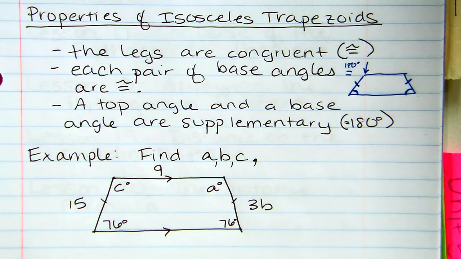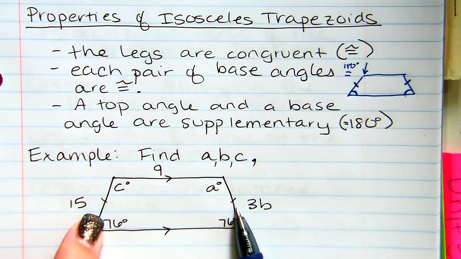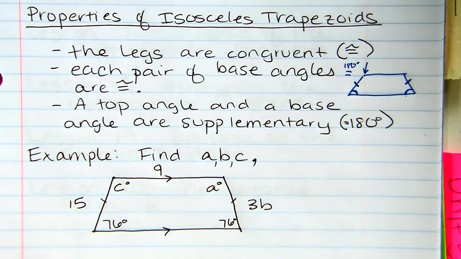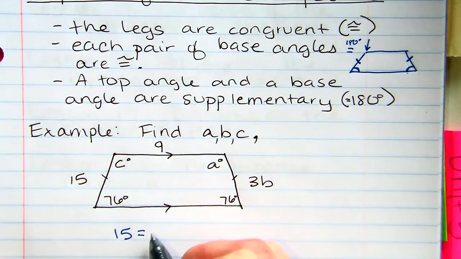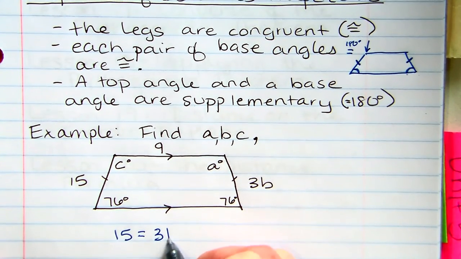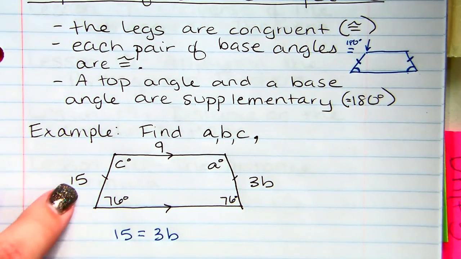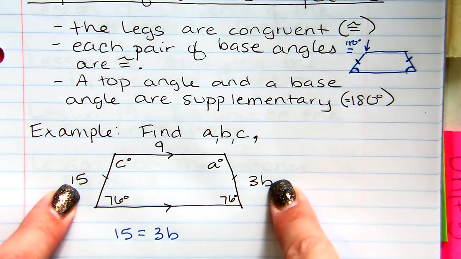Once again, in an isosceles trapezoid, our two leg segments are congruent. They are equal to each other. So I'm going to begin by setting 15 equal to 3B. So 15 equals 3B. And again, I'm setting those equal to each other because this leg, my 15, is congruent to this leg over here, the 3B. And congruent also means equal to.